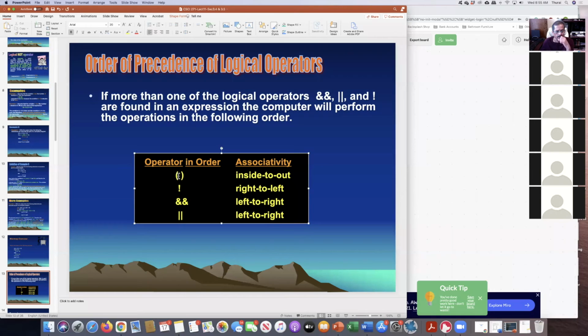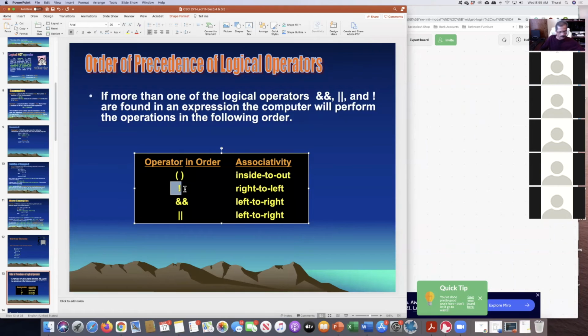For logical operators also, parentheses first. If you have parentheses, that will be done first. After that, not. In the same way, in the arithmetic operators, if you have a negation operator, that will be done before multiplication, addition, all of those. The unary minus, that's what we call it. So in the same way, the not operator will be done first, and it'll be done right to left.